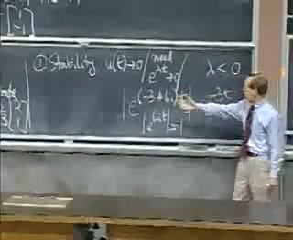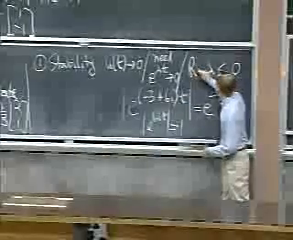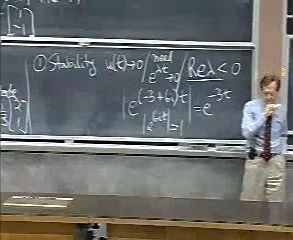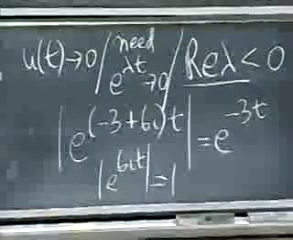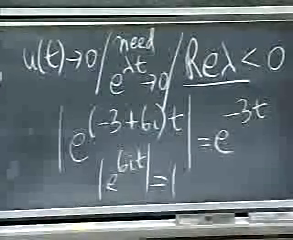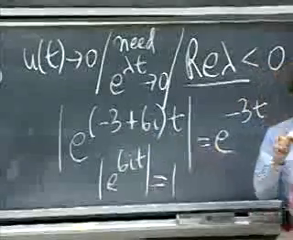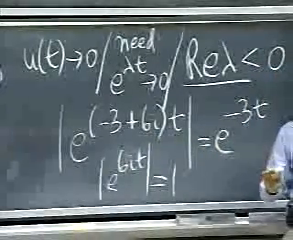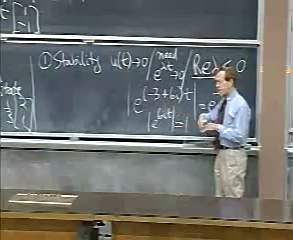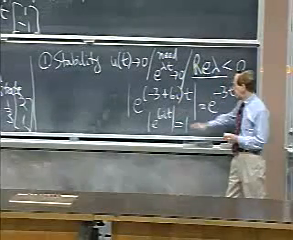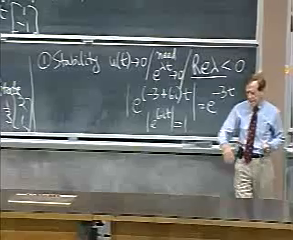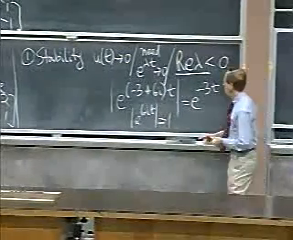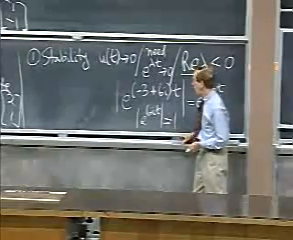It's the real part that matters. Real part of lambda has to be negative. If lambda is a complex number, it's the real part, the -3, that either makes us go to 0 or doesn't, or blows up. The imaginary part will just oscillate between the two components. Okay, so that's stability.